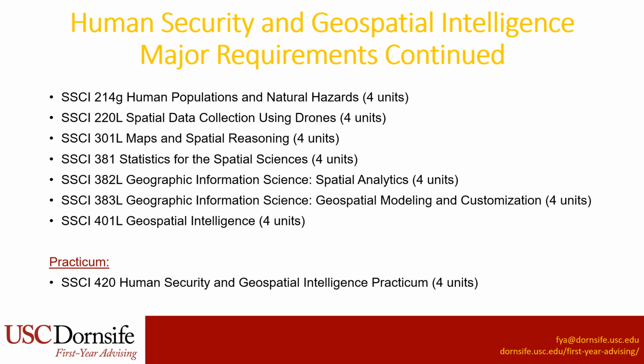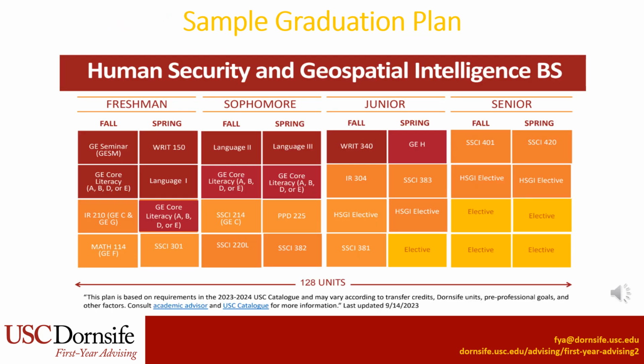And then you'll also have your required spatial sciences courses, which will comprise the bulk of the major, as well as the Human Security and Geospatial Intelligence practicum course, which you will take during your senior year. And here's the sample graduation plan for the Human Security and Geospatial Intelligence major.